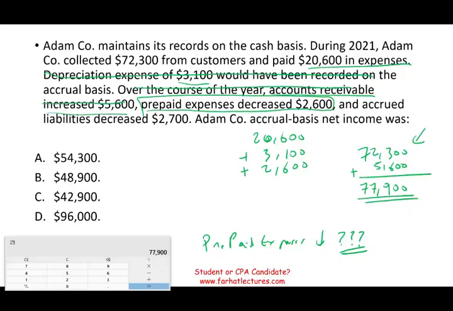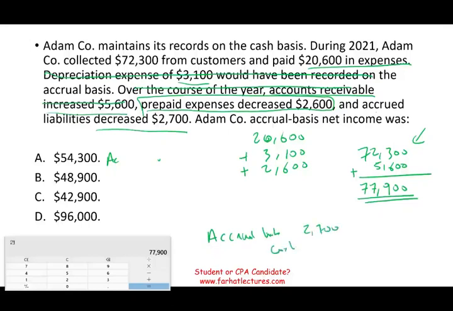Accrued liabilities decrease. Okay, now, what does that mean? So when do your accrued liabilities decrease? Well, we decrease liabilities by debiting liabilities, or if you want to call them accrued liabilities. Let me do the entry here. So what we did is we debited accrued liabilities 2,700. And how do you pay your liabilities? You pay them with cash, 2,700.